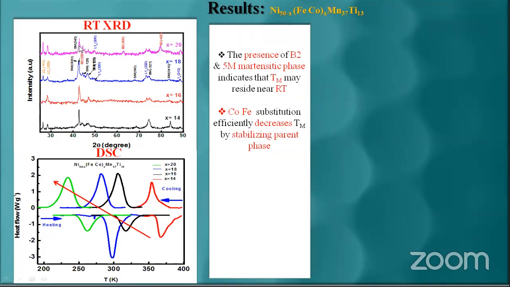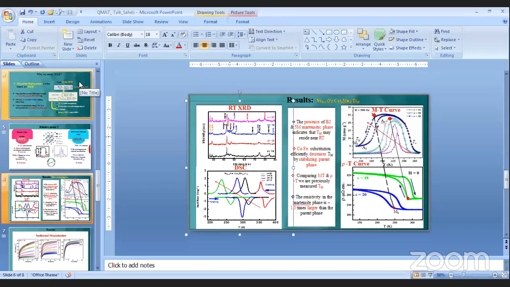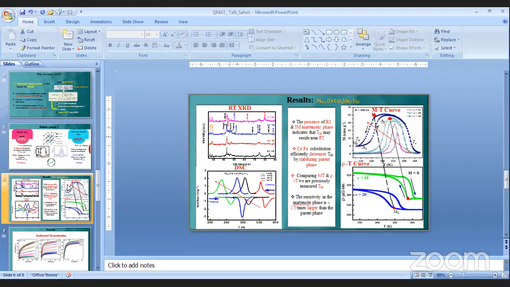Okay, thanks. So I see one question from Krishnakant Dubey. Please go ahead. Sir, am I audible? Yes, now I can hear. Sir, my question is about your slide: in your sample, by doping Fe and Co, it is increasing the TM. Increasing, not decreasing TM. Okay, so what are Fe and Co basically doing there in decreasing TM?